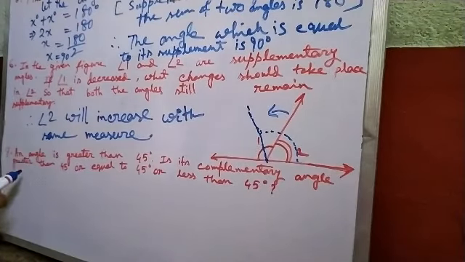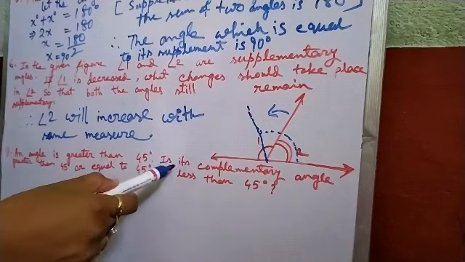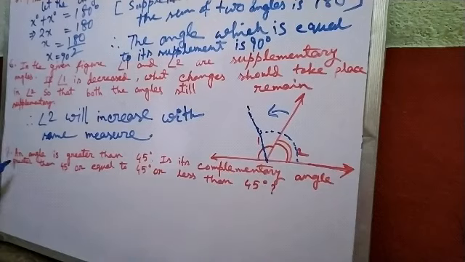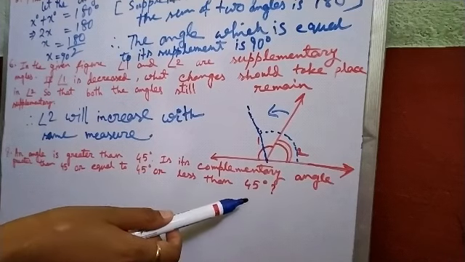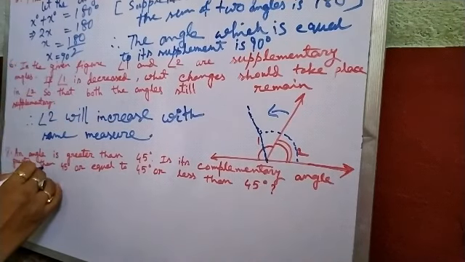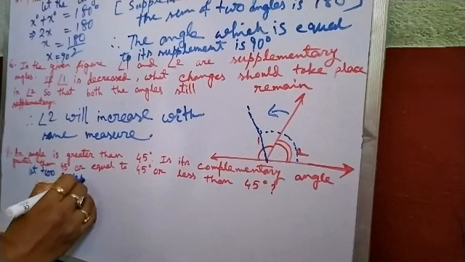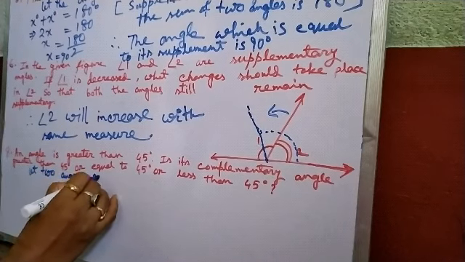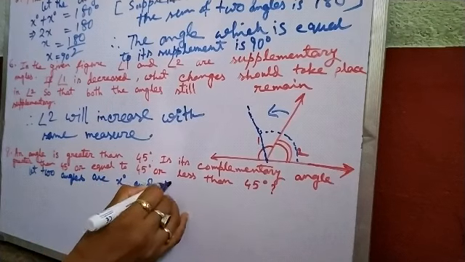Next, question number 8. Here the question is, an angle is greater than 45 degrees. Is its complementary angle greater than 45 degrees, or equal to 45 degrees, or lesser than 45 degrees? So first of all, we have to take the two angles. Let the two angles be x degrees and y degrees.